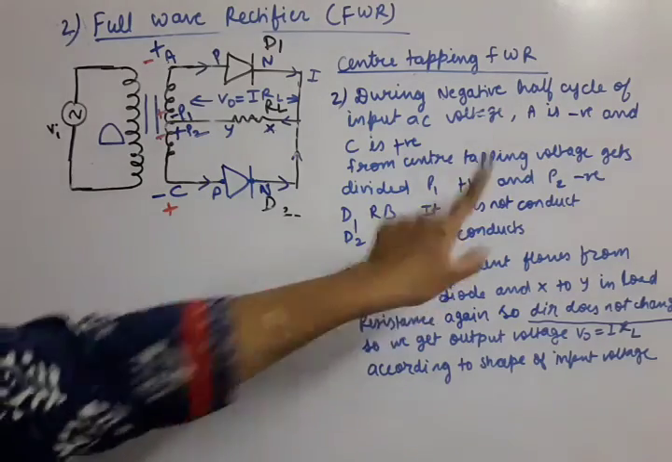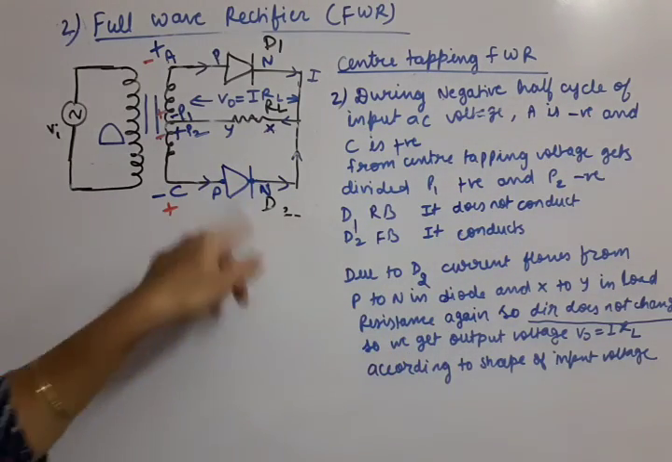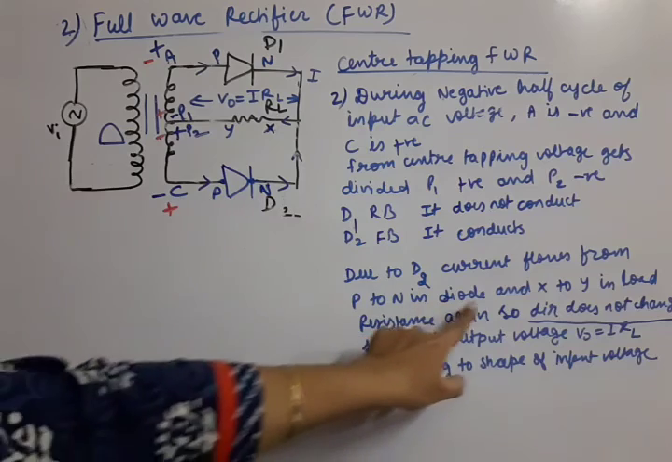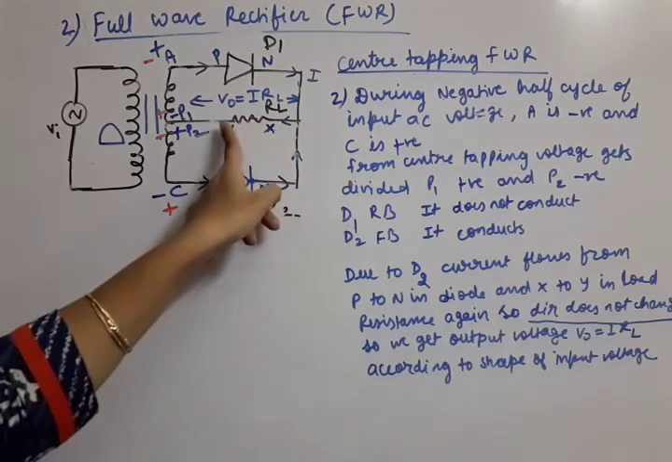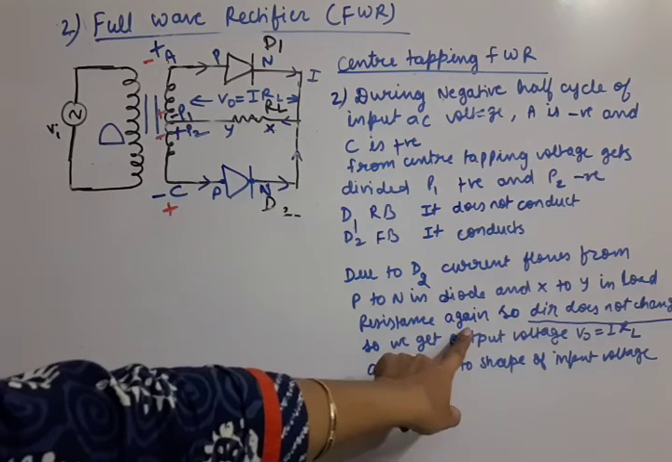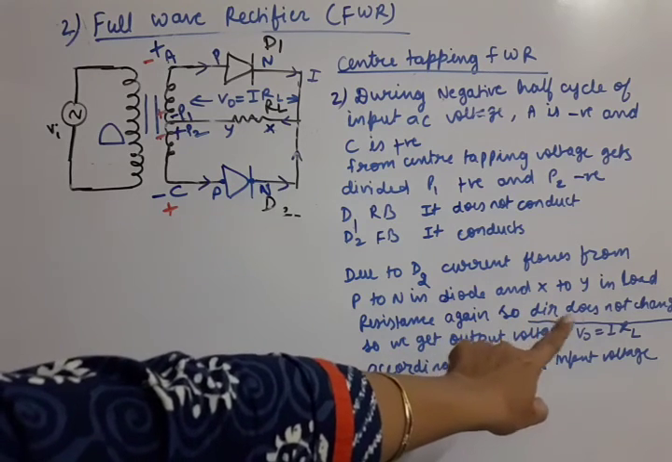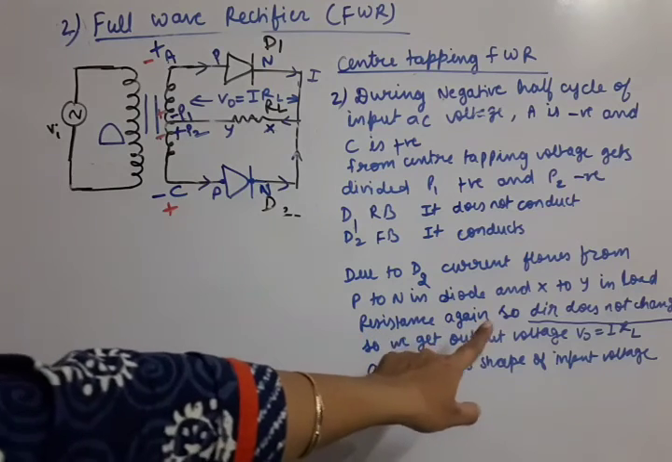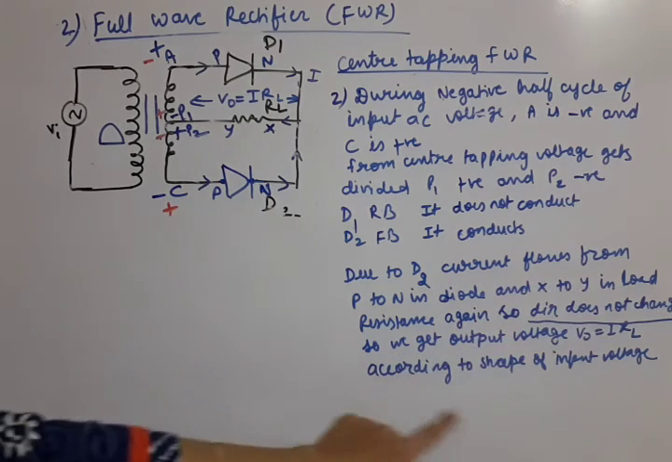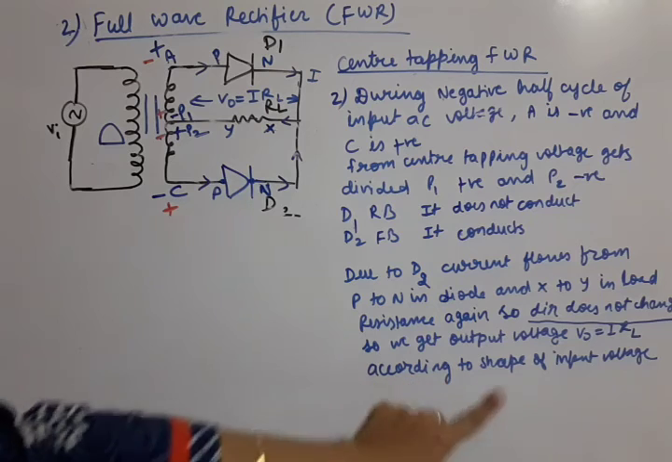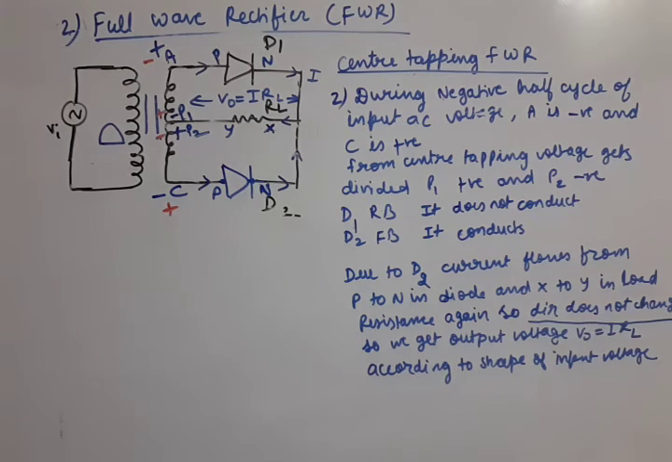So D1 does not conduct, and now conduction is of D2. So due to D2, current flows from P to N in the diode and X to Y in the load resistance again. So the direction of current does not change. Direction does not change. This is important point. You can underline it also. So we get the output voltage VO equal to I RL according to the shape of the input voltage.